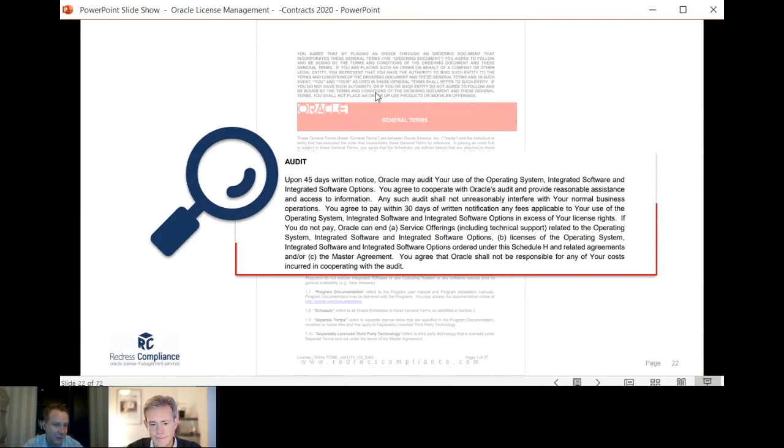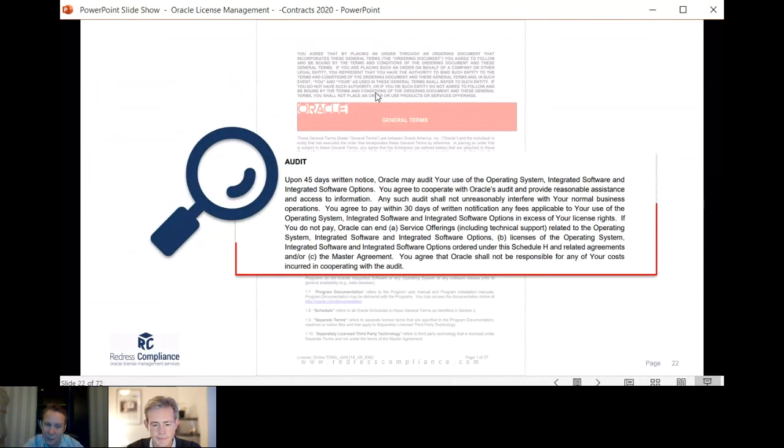And then it says any such audit shall not unreasonably interfere with your normal business operations. Okay, so it shall not interfere with your normal business operations. So what if Oracle wants to audit you in a month where you are in the busiest period of your company? Then you might actually use this text here and say, well, dear Oracle, we are so busy right now, and can you please postpone or cancel this audit because we are entering our busy time of the year? So it's a pretty weak audit clause.